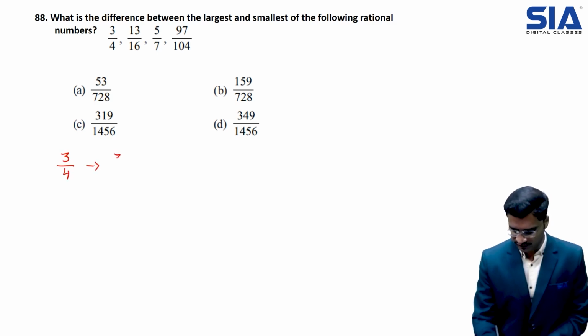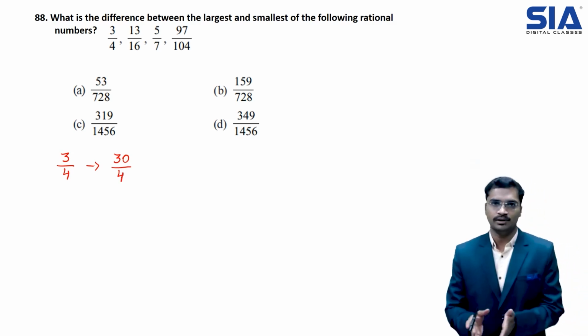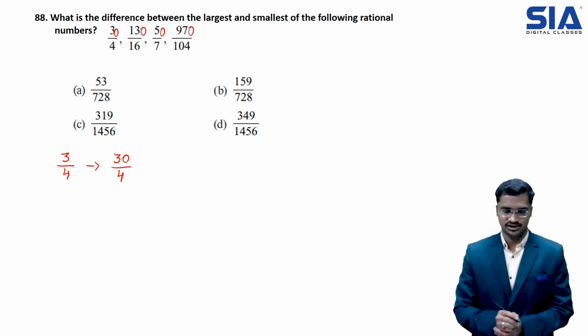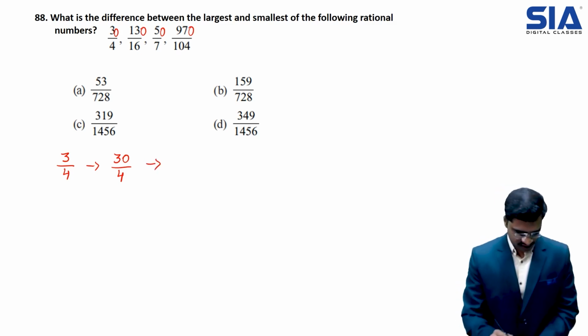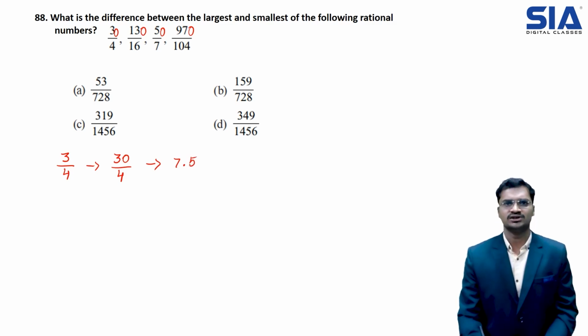What I will do is write it as 30 by 4. What I am doing is giving an additional 0, or multiplying every number by 10. So 30 by 4, 130 by 16, 50 by 7 and 970 by 16. 30 by 4 is nothing but 7.5.